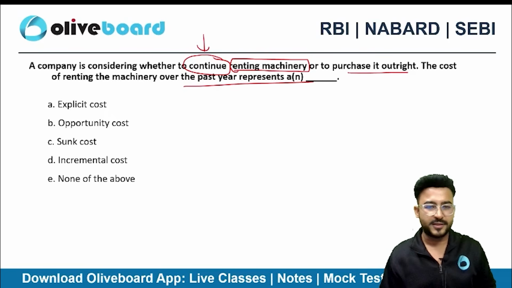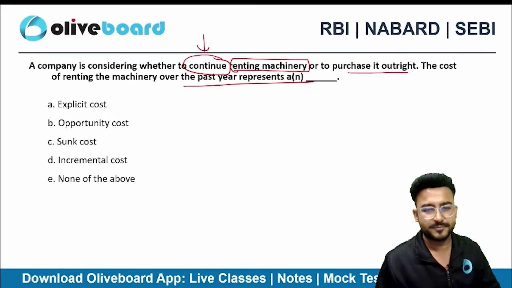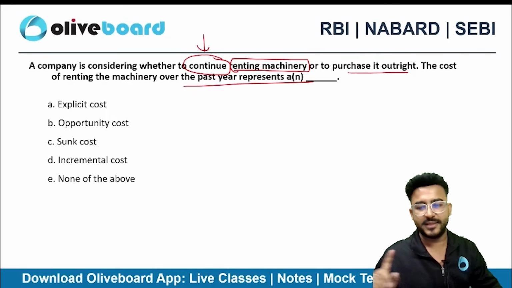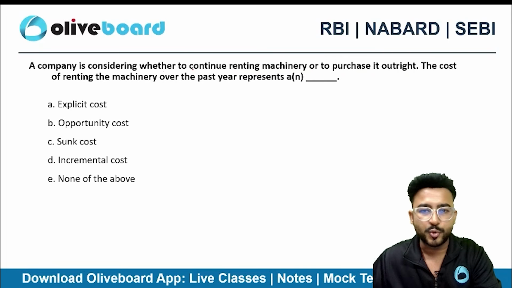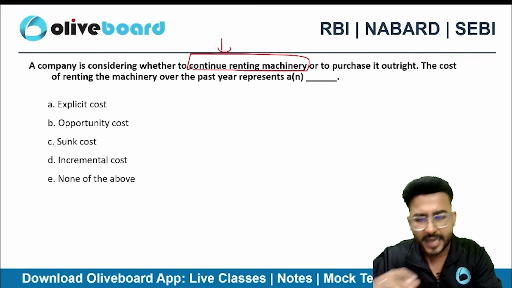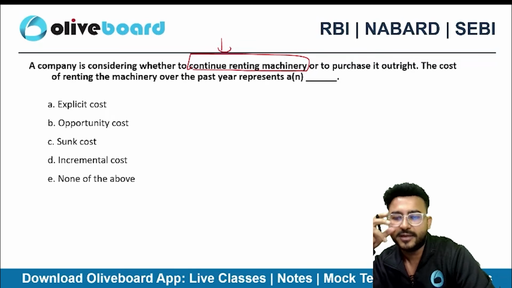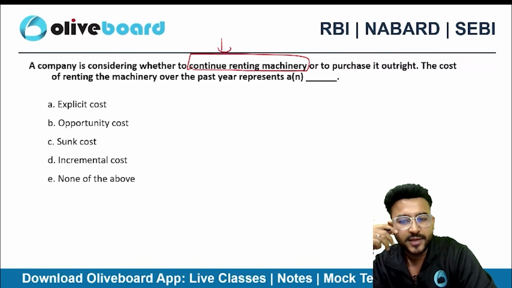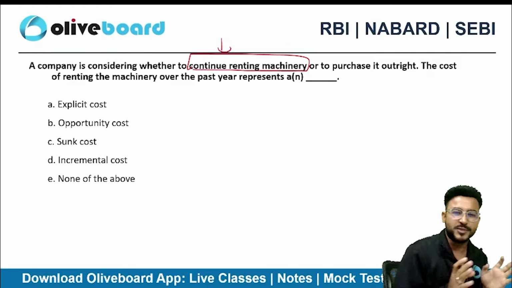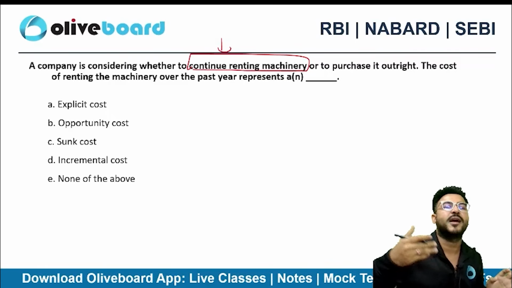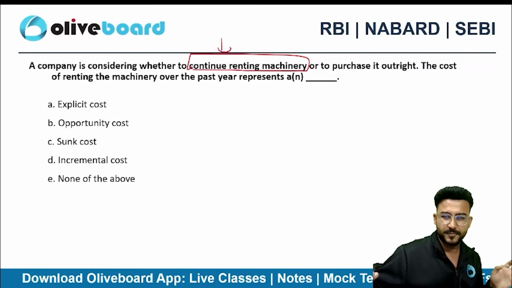There is a keyword. There are 2 keywords in the question. The first hint, when the question started, was whether to continue renting the machinery. A very slight hint. Yes, confused between B and C, Vaishali. Perfect. Let's solve the confusion. The first hint: I will continue renting the machinery.